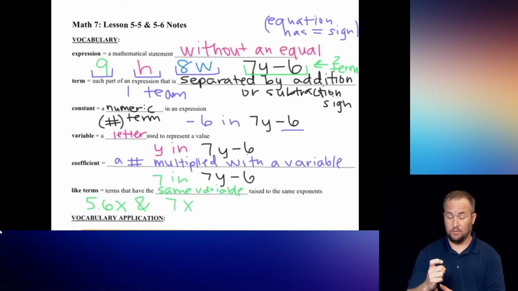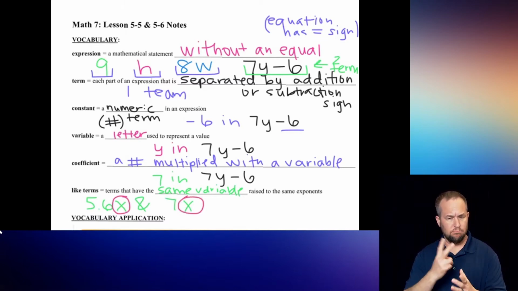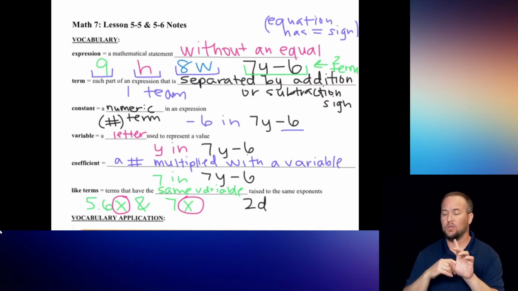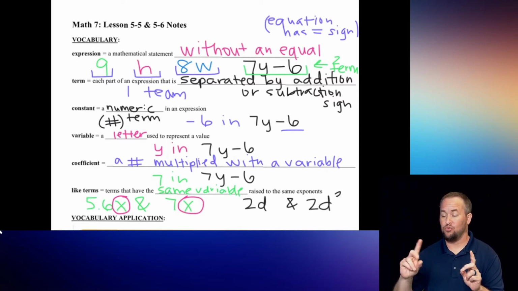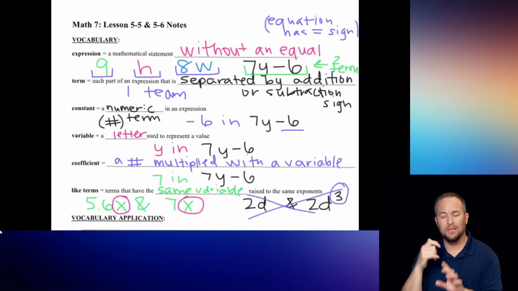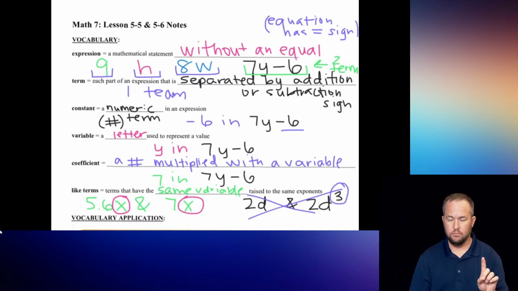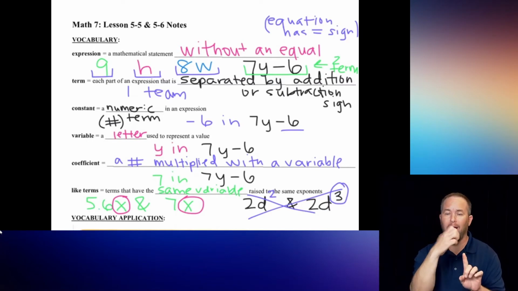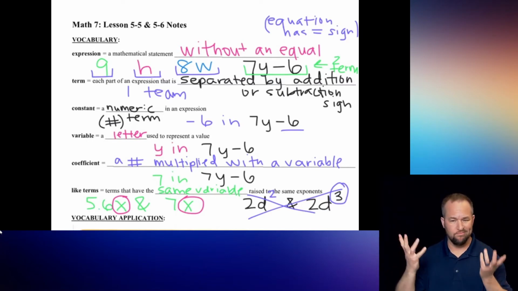7x. Notice that they both have that same variable x raised to the same power of just 1 if there's no exponent written. But if you have something that looks like 2d and 2d to the third power, these are not like terms because this one is raised to the third power and this one is just raised to the first power. Even if it was like 2d squared and 2d to the third power, these would not be like terms because they have to be raised to that same power. So it would have to be both the number 2 or both the number 3.